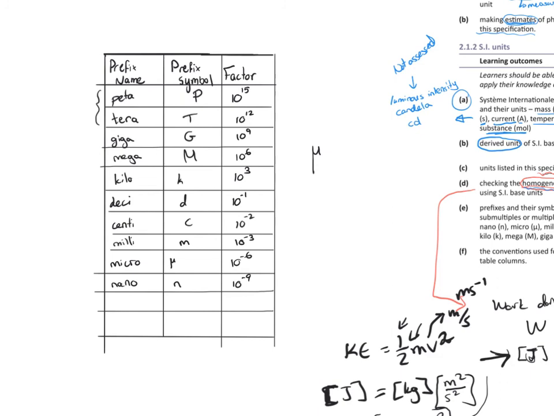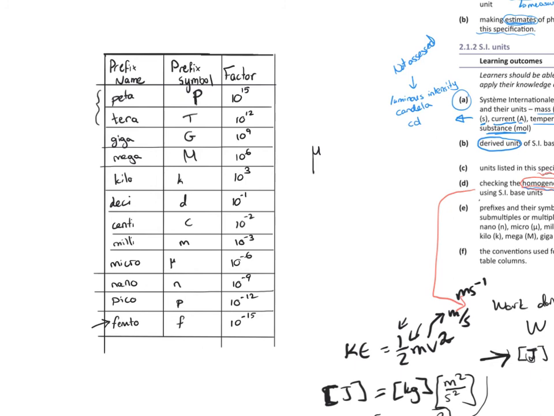Then you have pico, lowercase p. You see, this is lowercase p, that's capital letter P. 10 to the minus 12. And femto, which is the lowest one for your course. Actually, femto definitely is mentioned in your course, even though it's not mentioned here, which I'll go back to in a second. It does come up in nuclear physics, so you definitely will come across this. So this is why it's a list of unit prefix symbols to know.